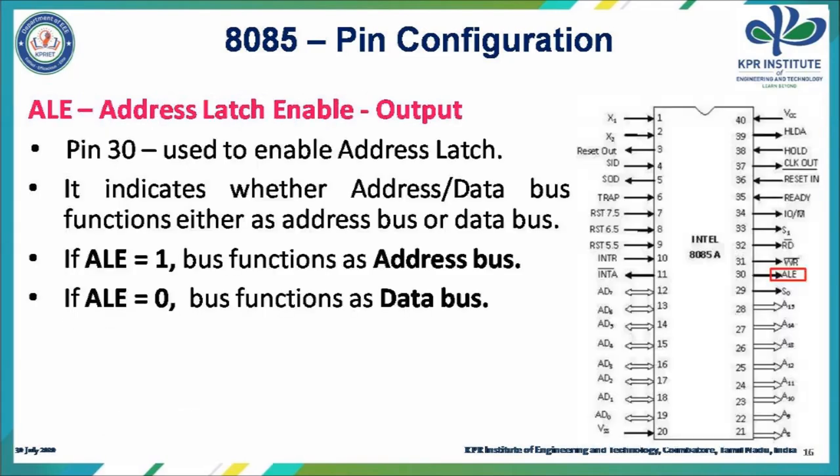The first pin used for controlling the microprocessor is ALE, address latch enable. The function of this ALE pin is to demultiplex the address and data bus during microprocessor operations. That is, if ALE is equal to 1, the AD0 to AD7 bus will act as address bus, and if ALE is equal to 0, this AD0 to AD7 bus will act as data bus. So the function of the ALE is to decide whether the AD0 to AD7 pins should act as address bus or data bus.